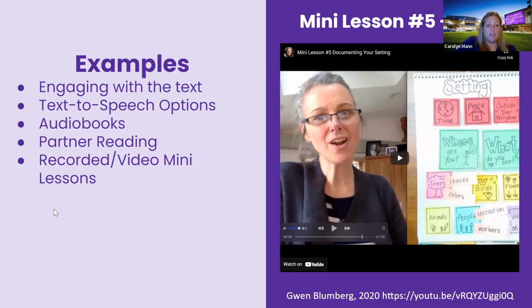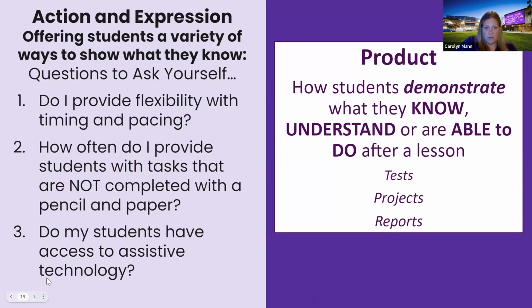So some other things that we can do in addition to mini lessons are engaging them with the text. Are they having multiple opportunities to revisit the same text? Then we have our text-to-speech options, audiobooks, partner reading, a variety of different ways. If you focus on this, you are bound to meet the needs of all students. Last, we have action and expression. So how are you allowing your students to express their knowledge? I like to say to show what they know.